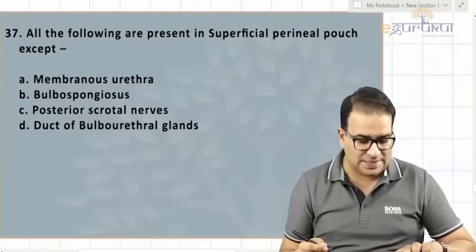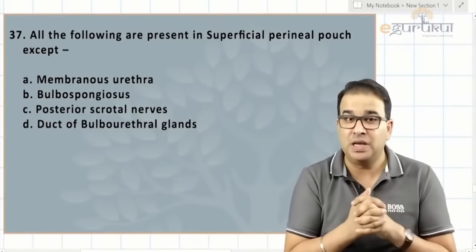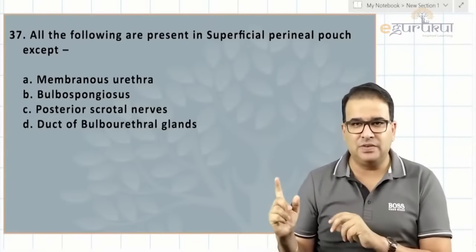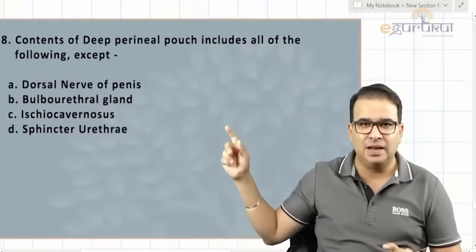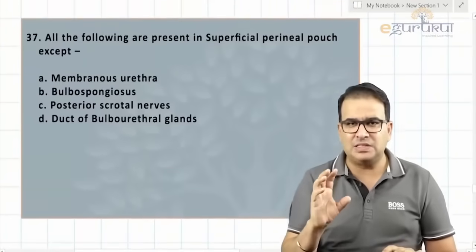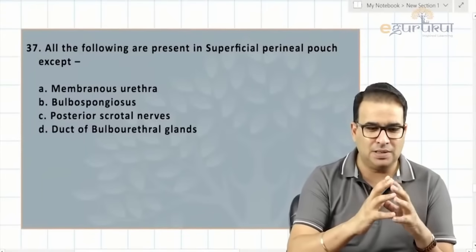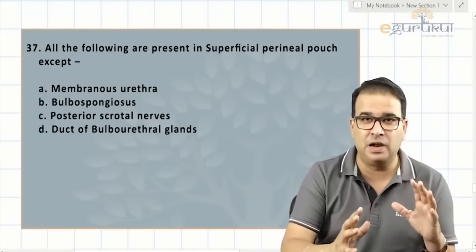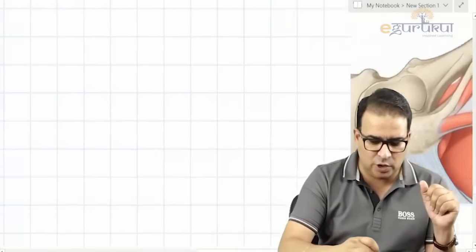Question number 37. All of the following are present in the superficial perineal pouch except, well, question number 37 is about the content of the superficial perineal pouch, and let me point out that question number 38 is about the content of the deep perineal pouch. Now I'm going to use a very simple approach with two simple diagrams to make you remember the major contents of the superficial and deep perineal pouch. Don't try to remember everything, that is not the point. Let's look into the major thing here.